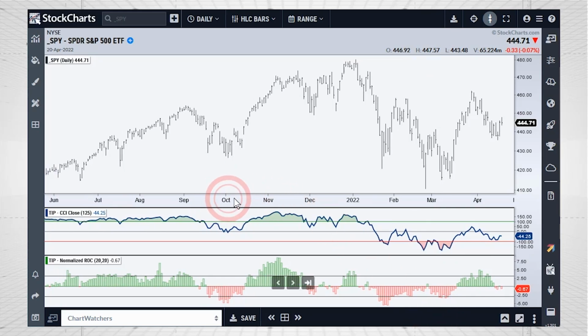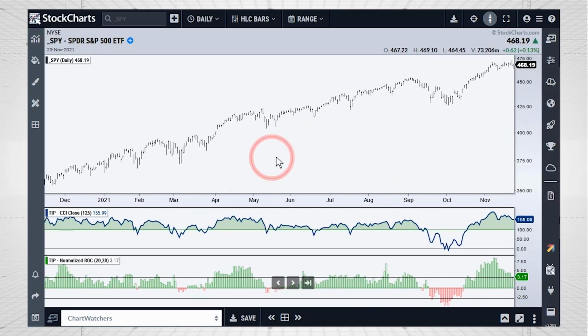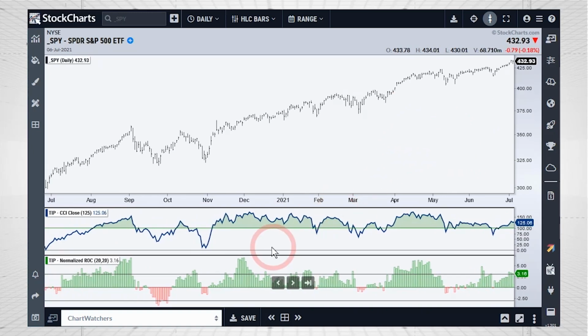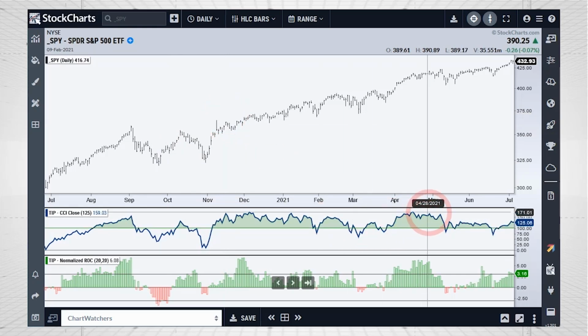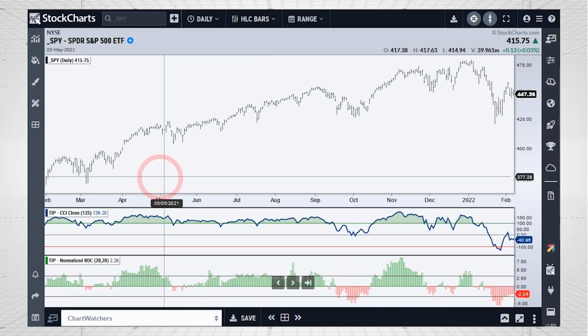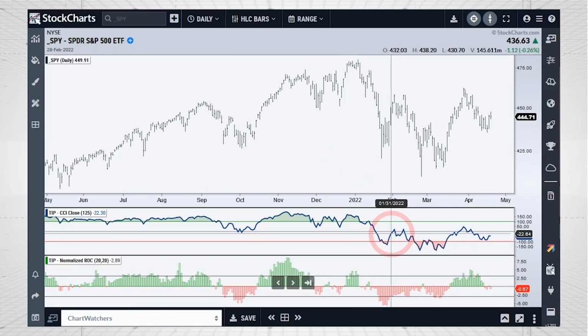So if we go back here to November of 2020, we can see that we had an outsized move there in October, actually, and then again in early November, and that's when we were getting this breakout here. So it was combined with an outsized move. So that's important.